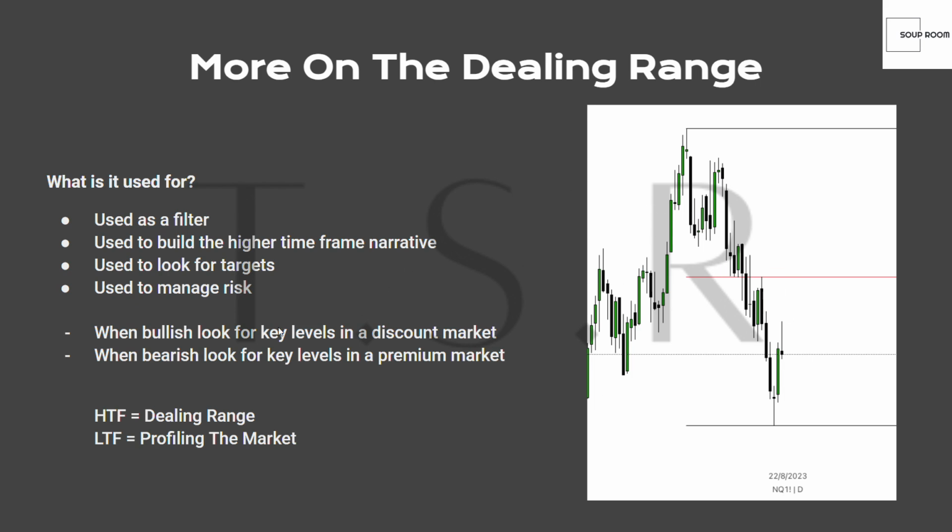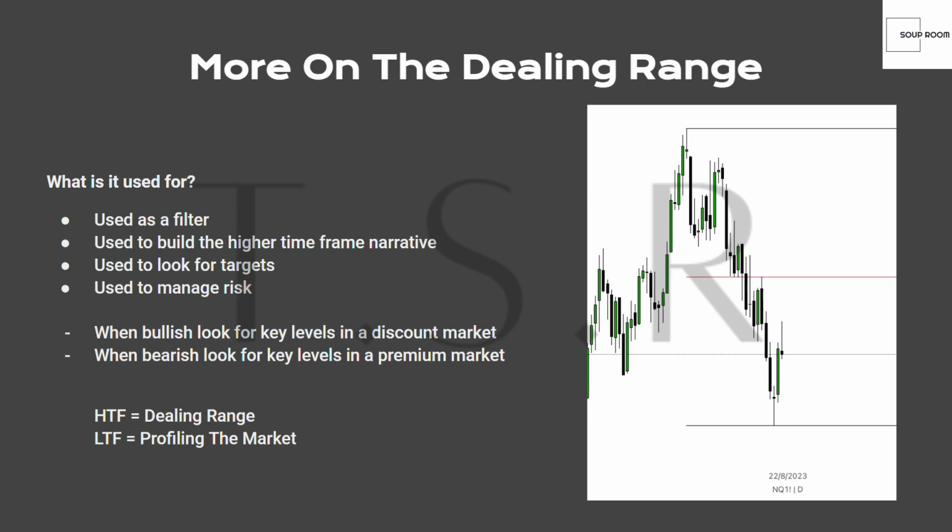Now, when we are bullish, we look for key levels in a discount market. When we are bearish, we look for key levels in a premium market. We use the higher time frames to form the dealing range and the lower time frames to profile the market. We talked about market profiling in the last chapter and in the first few chapters of this mastermind.